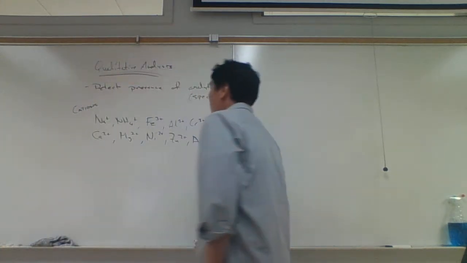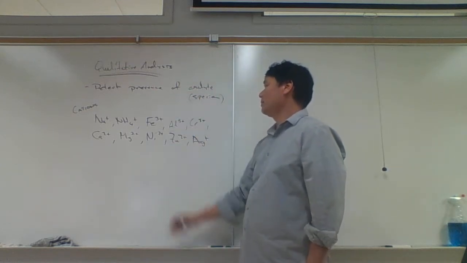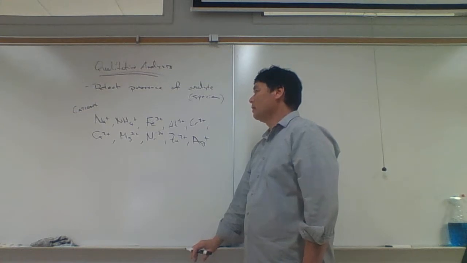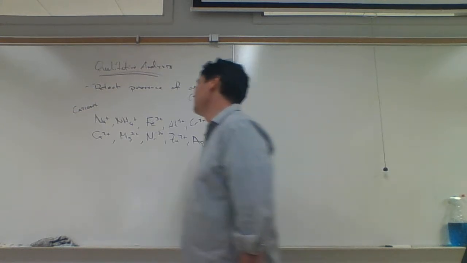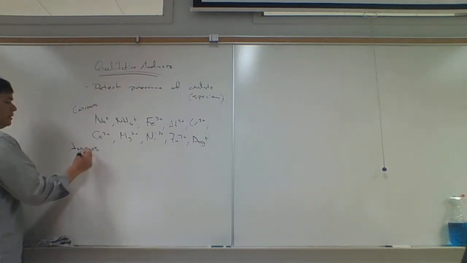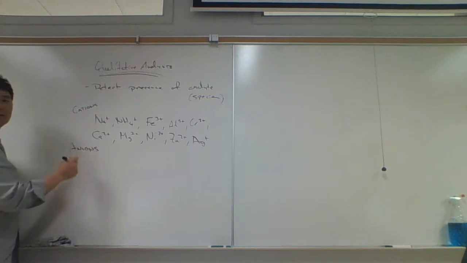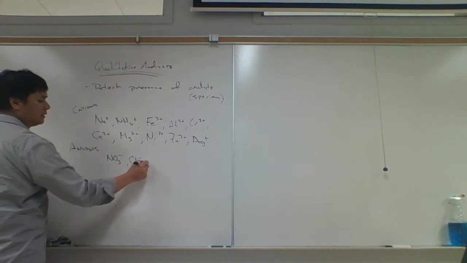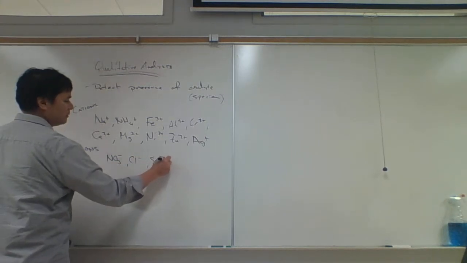So in qualitative analysis, what we have are chemical tests for these particular cations. And we'll be taking advantage of their physical and chemical properties in order to detect the presence of these specific ions. For the anions, we have some chemical tests for these too. The anions that we could have present are nitrate, chloride, sulfate, etc.